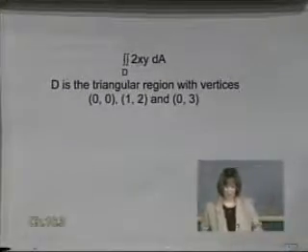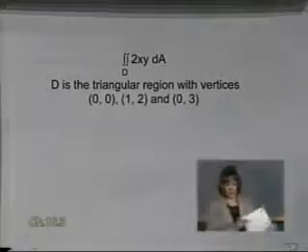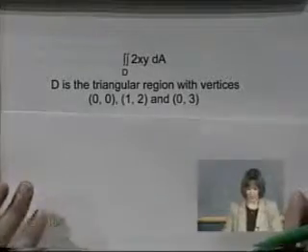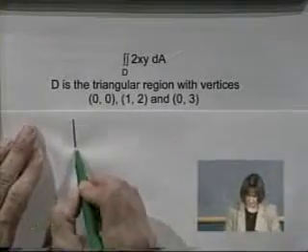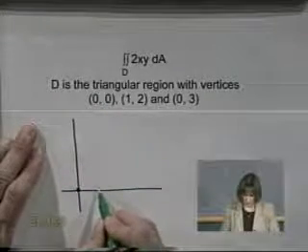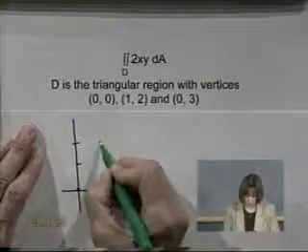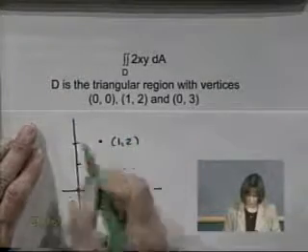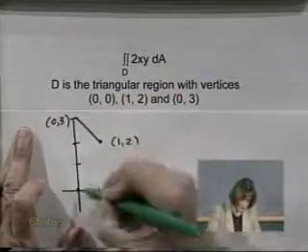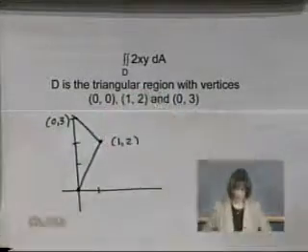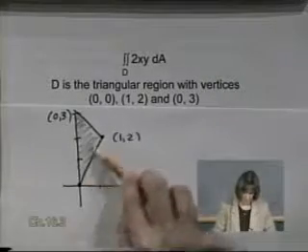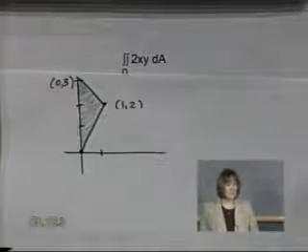Okay, in this one, D is the triangular region with vertices 0, 0, 1, 2, and 0, 3. All right, so we have to draw that triangular region. The first corner is 0, 0. The next corner is 1, 2. And the other one is 0, 3. And we're talking about this region.